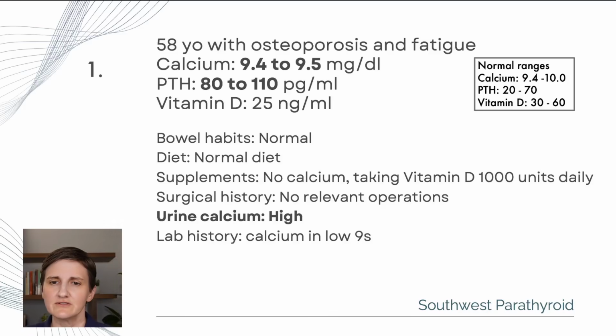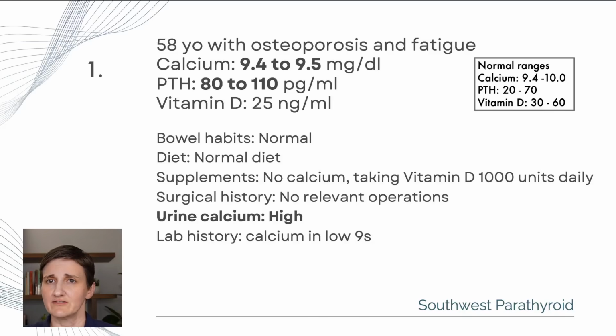When I look at her lab history, her calcium levels tend to be in the low 9s over the last few years. Okay, so a calcium level in the low 9s, but a urine calcium level that's high, that is not what you would expect. If you have a calcium level in the low 9s and a high urine calcium, this looks like renal calcium leak, that condition where you're just pouring calcium into the urine.